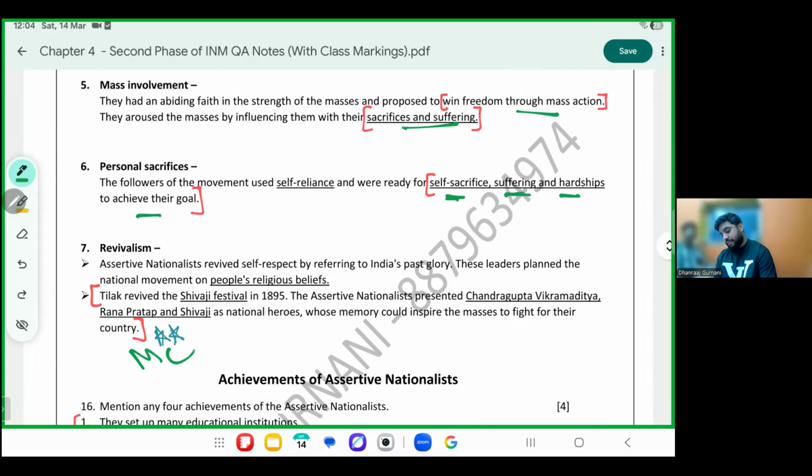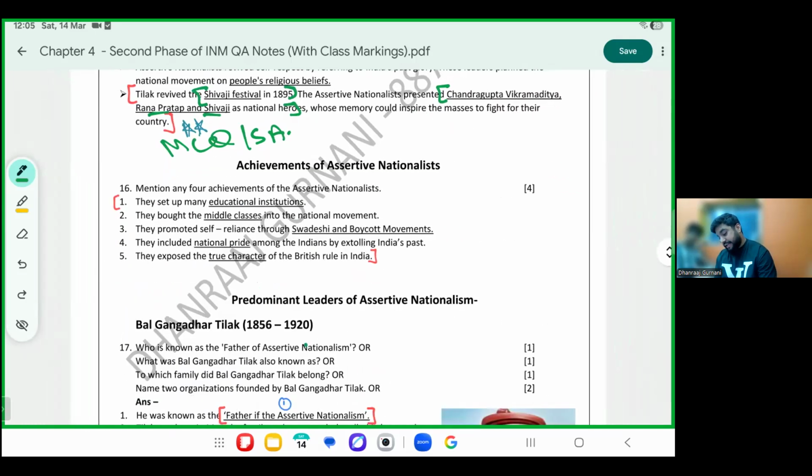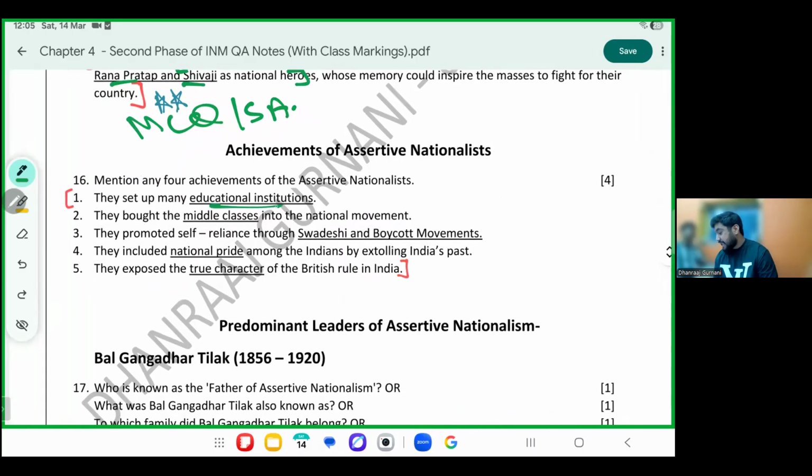And revivalism, again very important for MCQ or short answer. The early nationalists used the tactic to revive festivals. The Shivaji festival, which recently happened here in Mumbai and Maharashtra, was revived by the early nationalists. They presented Chandragupta, Vikramaditya, Rana Pratap, and Shivaji as national heroes whose sacrifices and memory could inspire the Indians for the fight of the country. Achievements, I will do any two, but the rest you can go through. They set up educational institutions. They brought in Swadeshi and boycott. They exposed the true nature of the British.